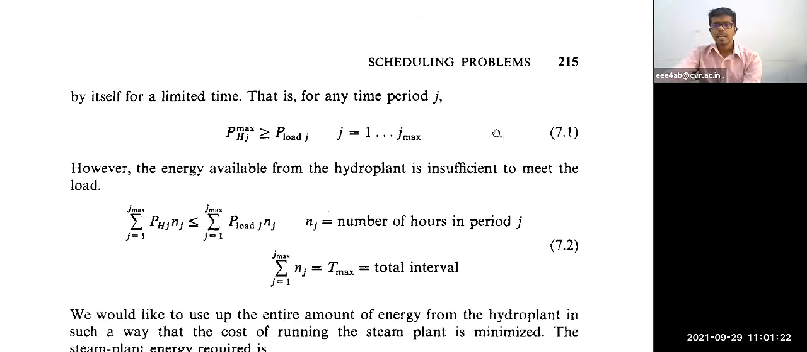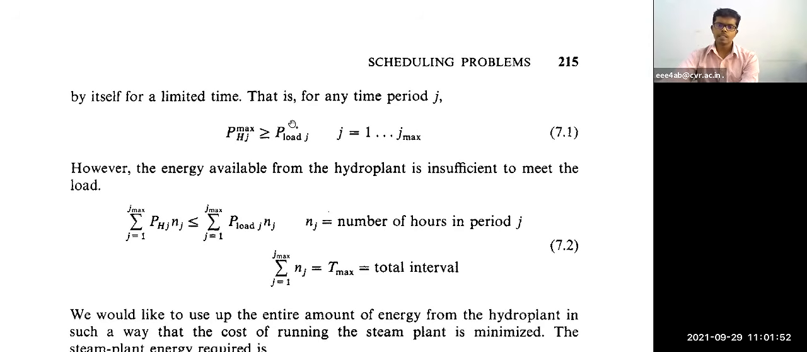So take this as equation number 1. That is PHj maximum is greater than or equal to P load. Say for example, in this scenario what they are trying to say is we are utilizing this hydro for the maximum period of time, say for example 24 hours. We are utilizing maximum 24 hours, or otherwise, greater than the load.